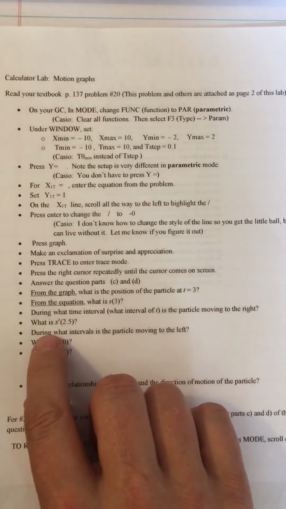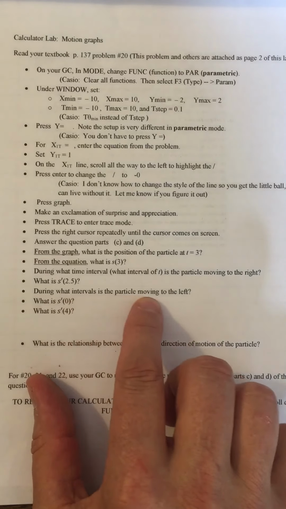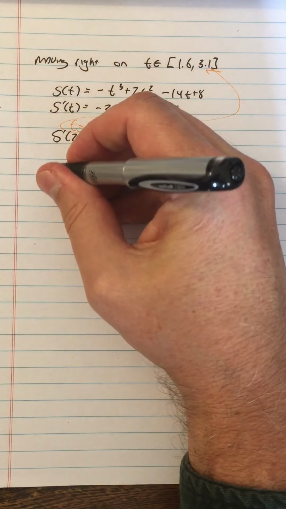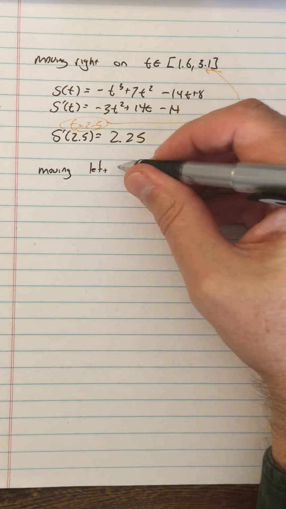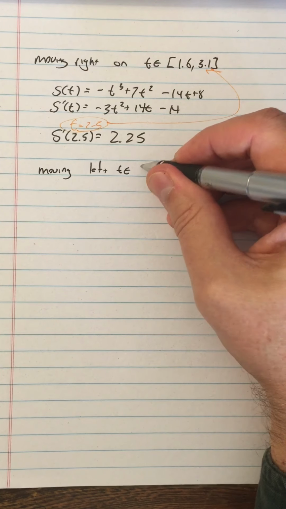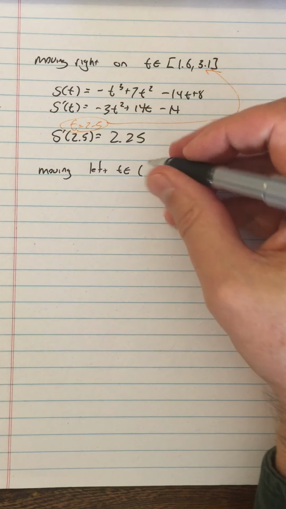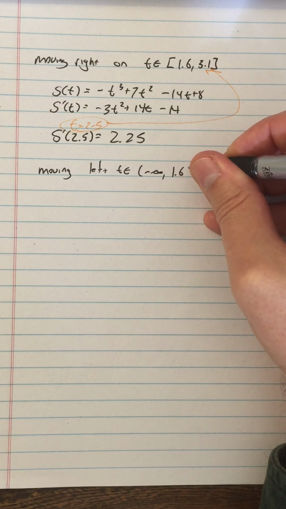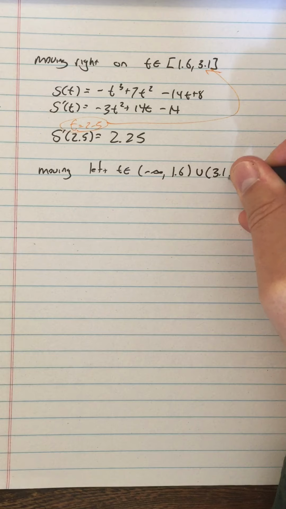All right, so then it says, during what intervals is the particle moving to the left? Well, I won't repeat myself too much. It's pretty clear from this graph, we've studied it a lot. The particle is moving left on t is an element of, so it's going to be every time that it's not moving to the right. So it's going to be negative infinity to 1.6 and 3.1 to infinity.